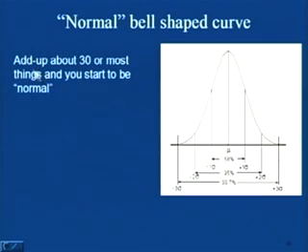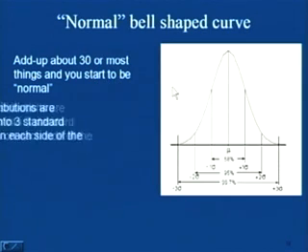It says add up about 30 or so things and you start to be normal. Just add anything, if they are random and independent, and you will find the things start to be normal.